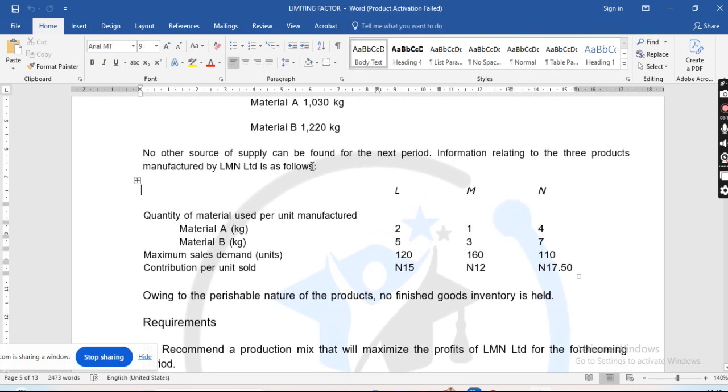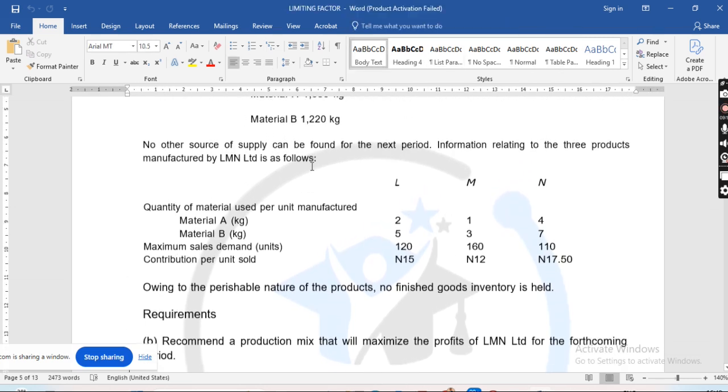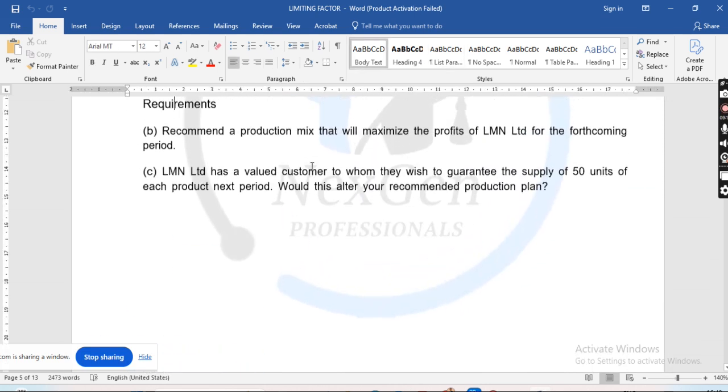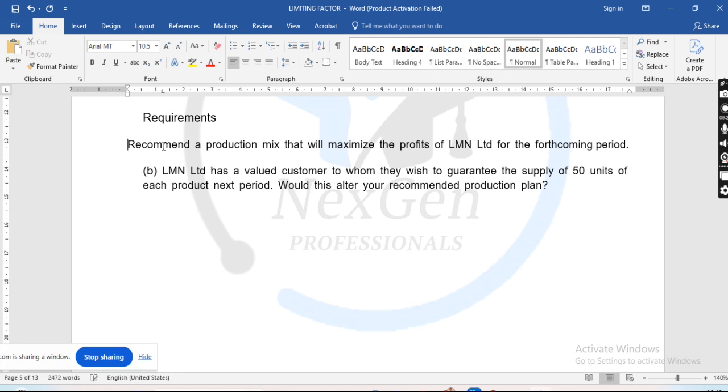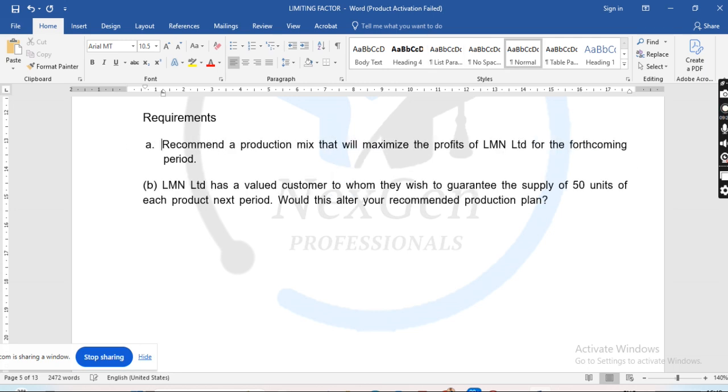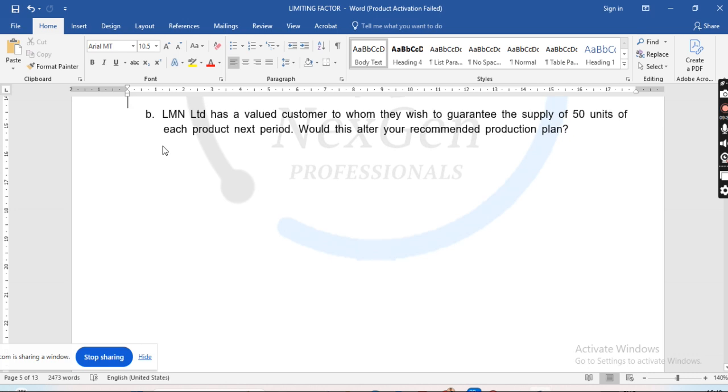So what we do in this part A is we'll do the production mix, and we'll do the profit as well, right? We'll do the production mix and the profit for this A. Then we will recommend another production plan based on the minimum guarantee. Class, are we still together?